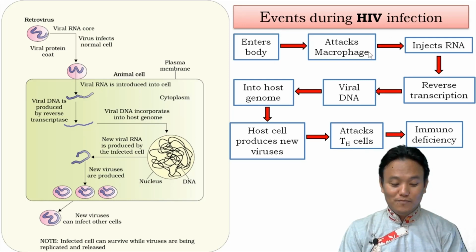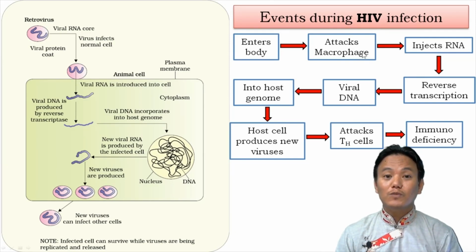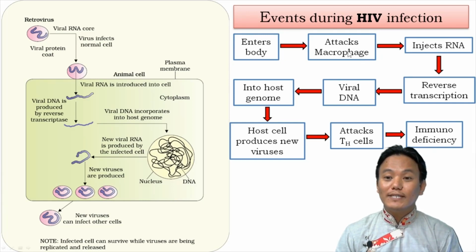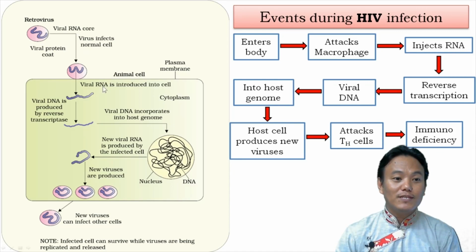When the virus first enters the human body, it goes and attacks the macrophages, the cells which are responsible for the body's innate immunity. So the HIV virus enters the human body and attacks the macrophages, during which it injects its RNA into the macrophage. In this particular diagram, let's say the square box represents the macrophage, and this one, retrovirus, is the HIV virus.